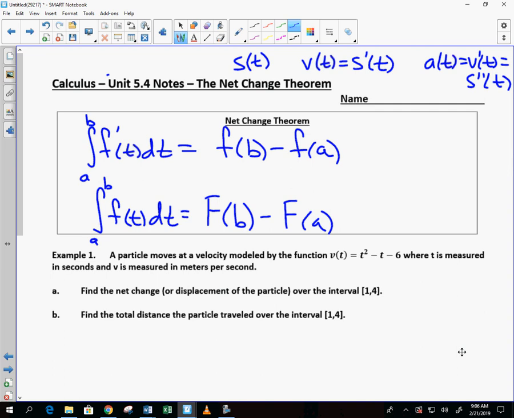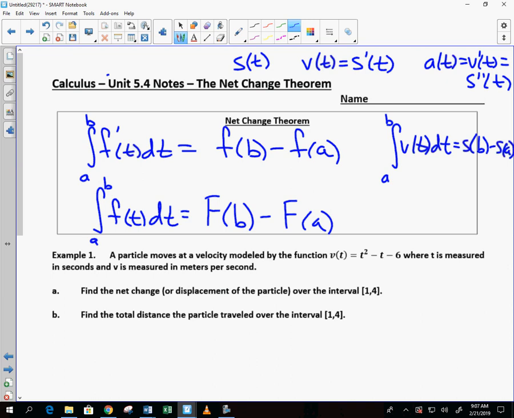Let's think of a derivative in this situation. The derivative of s of t is v of t. So therefore, if you did the integral from a to b of v of t dt, you would get s of b minus s of a. And what that means is very simple, okay?